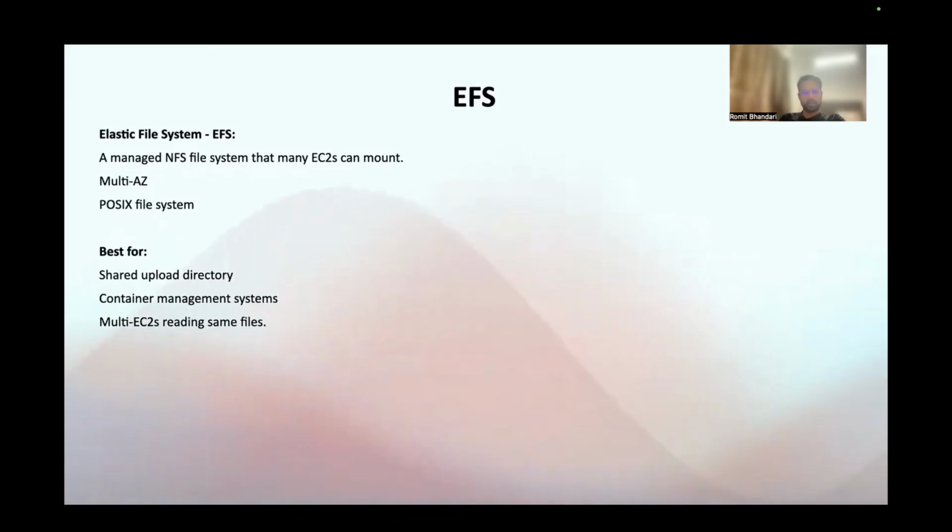EFS, it's a managed NFS file system that many EC2s can mount. It is a multi-AZ POSIX file system. It's a shared upload library, so many EC2s can use a shared EFS to upload files. It will have a directory structure, and it is used with container management systems. And let's say if multiple EC2 instances are reading the same files, then you can very well use EFS. It's a file system storage.